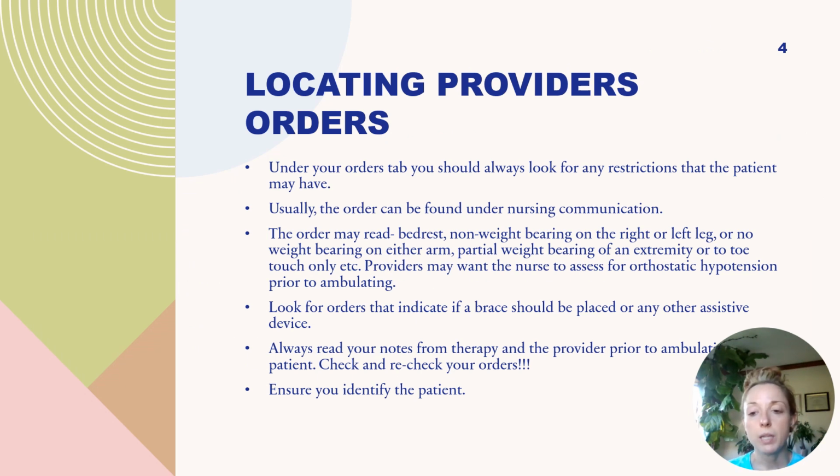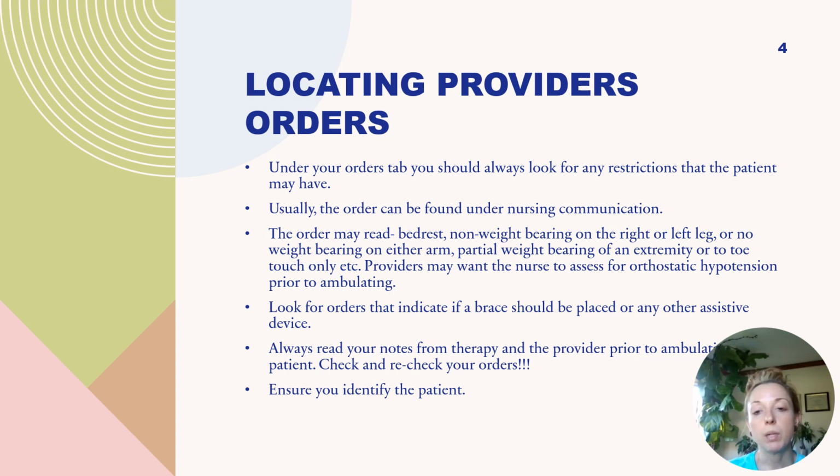So as far as locating providers' orders, one of the first things I always do is I look at my orders. That's my number one go-to when I come in. Under your orders tab, you should always look for any restrictions that the patient may have. Usually the order can be found under nursing communication. The order may read bed rest, non-weight bearing on the right or left leg, or no weight bearing on either arm, partial weight bearing of an extremity, or toe touch only, etc.